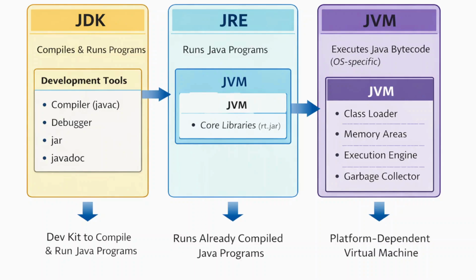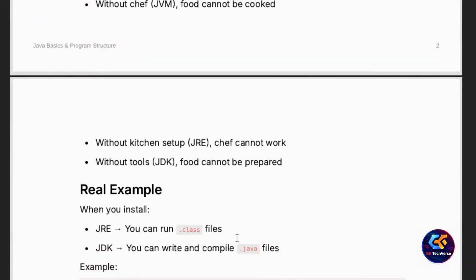So using JDK, you can write and compile .java files. When you compile a .java file, it generates .class files. If you look in your programming folder, you will see a .class file generated once the application runs. It means JDK compiles your .java files to bytecode, which is in .class files. Now JRE will run those .class files.